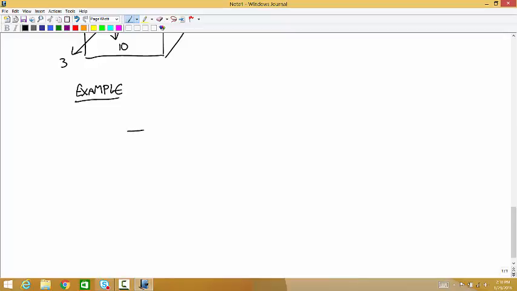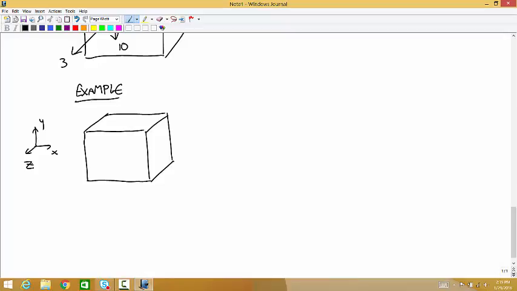So let's say we start out with a stress element in our usual coordinate system, with 50 MPa and then 10 MPa, two MPa there and there, and 20 MPa there.